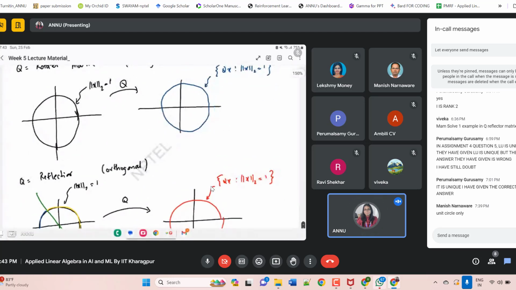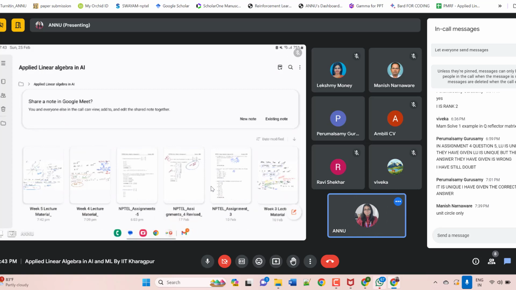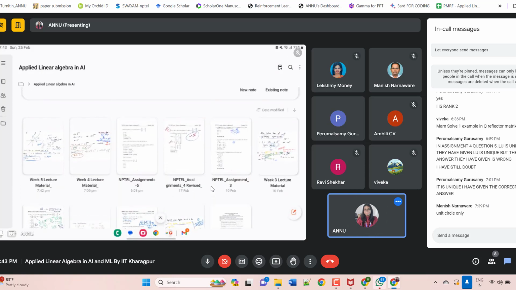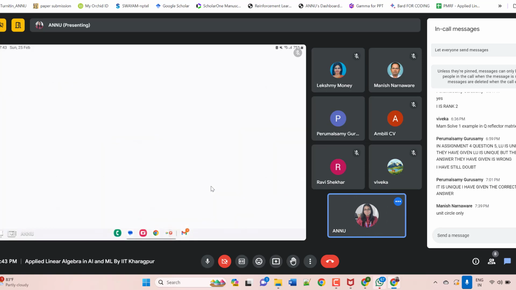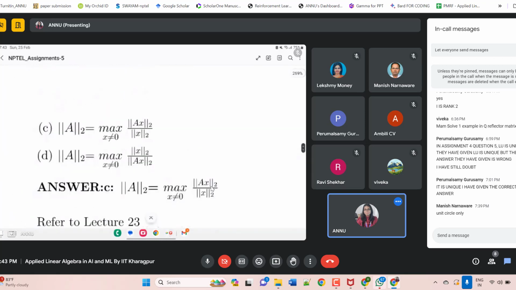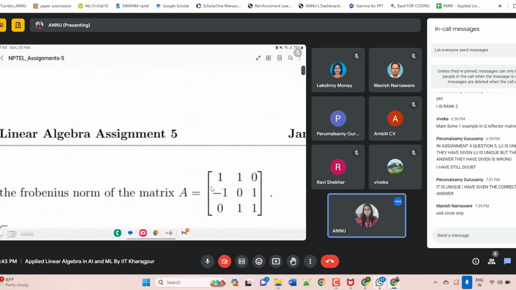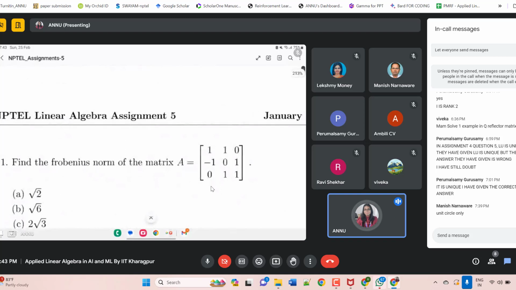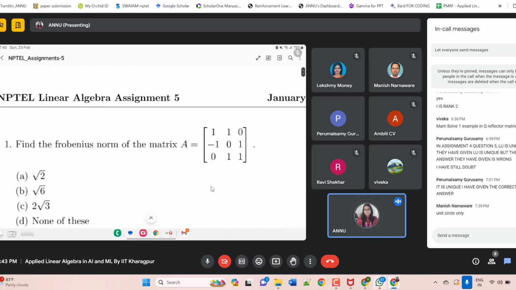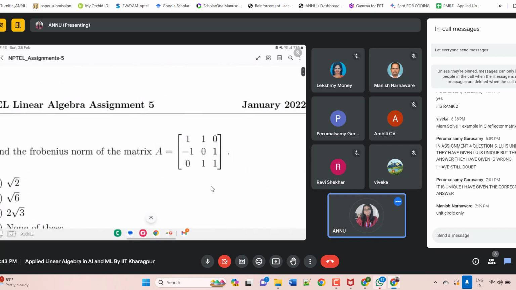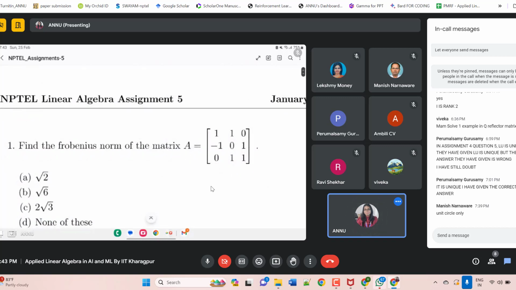Now we will quickly go through the questions. Let's calculate quickly. What is the Frobenius norm of this matrix A? This is last year's problem. How many participants do we have? 1, 2, 3, 4, 5, 6.